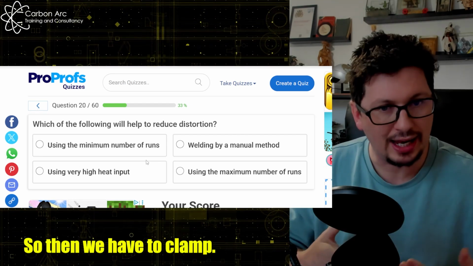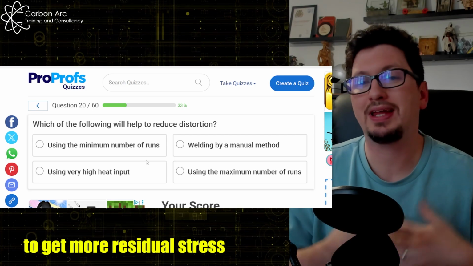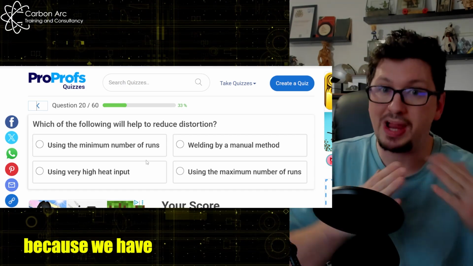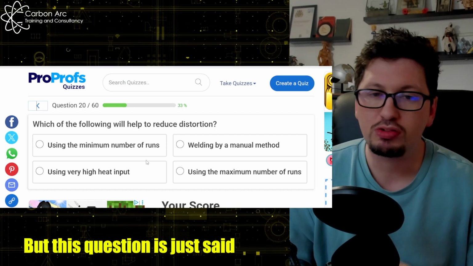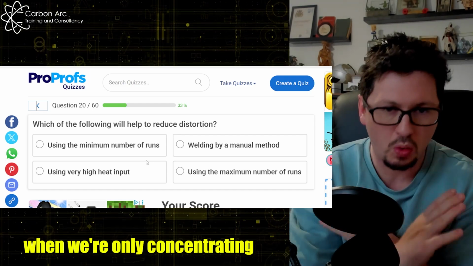So then we have to clamp. But if we clamp, we're going to get more residual stress because we have less distortion. But this question is just saying, when we're only concentrating on distortion, what's the best way of doing that? Well, that's to reduce the amount of contraction phases we have. So that's going to use a minimum number of runs.